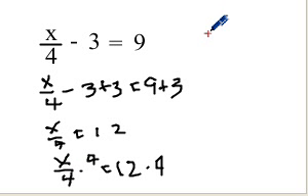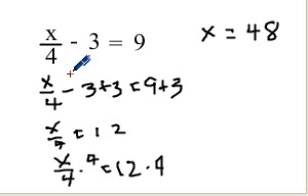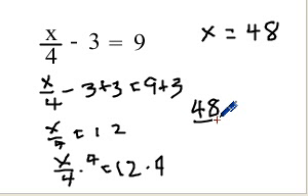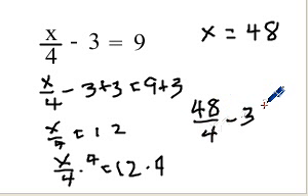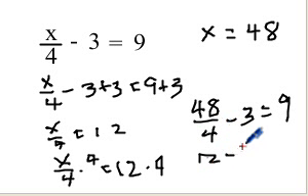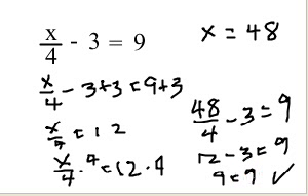Now these cancel each other out, so I'm left with x. So I'm going to go up here. Normally I would keep going down on my page. X equals 12 times 4 is 48. So that's my solution. Let's go back and plug it into the original equation. 48 divided by 4 minus 3 equals 9. 48 divided by 4 is 12 minus 3 equals 9. 9 equals 9, so that is correct.